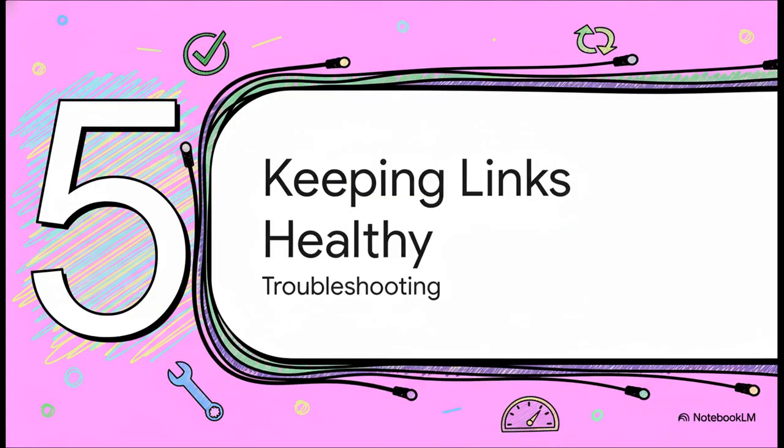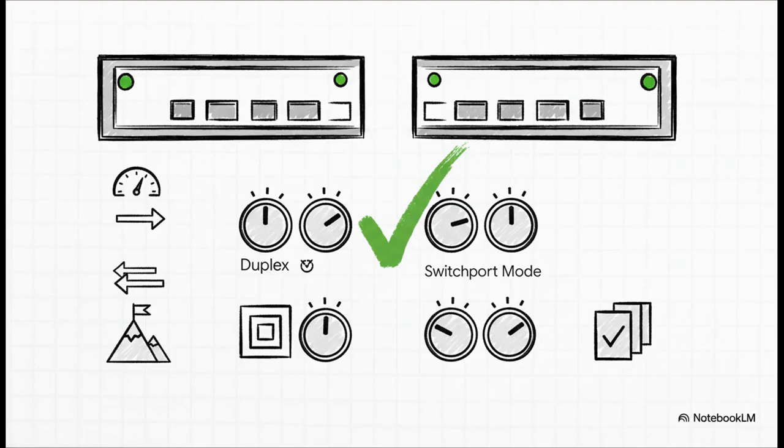So you've built your awesome new superhighway. What's next? Well, the final piece is just making sure it stays up and running. EtherChannel is incredibly powerful, but you gotta know it can be a little picky. The absolute number one golden rule for troubleshooting EtherChannel is consistency. Every single port you put into that bundle has got to have the exact same settings.